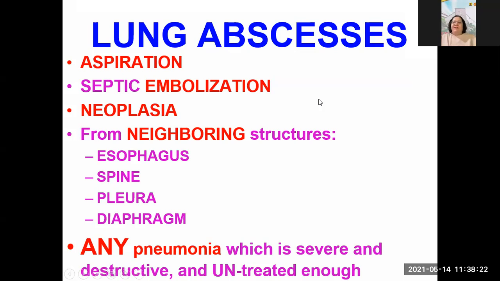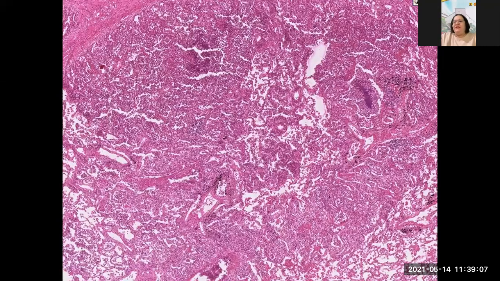Going now to lung abscesses, this can be because of aspiration, and one of the other causes is septic embolization, so bacteria that has traveled. Neoplasia, any cancer, may cause lung abscesses, and it can come from neighboring structures like your esophagus, spine, pleura, and diaphragm. So any pneumonia which is severe and destructive and untreated can also cause lung abscesses. So this is a photo of that.